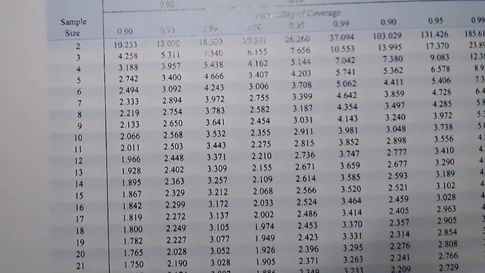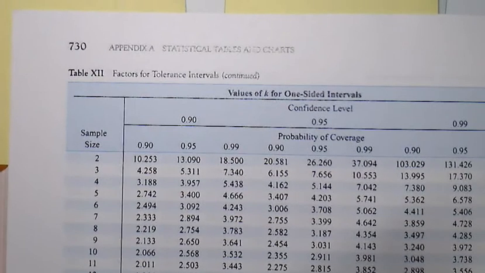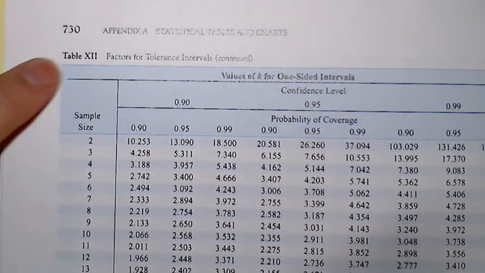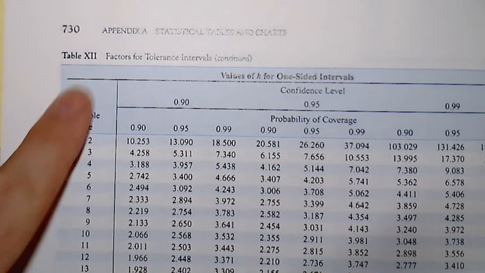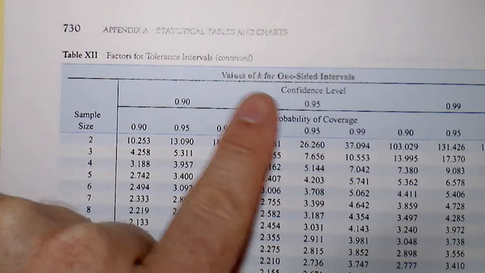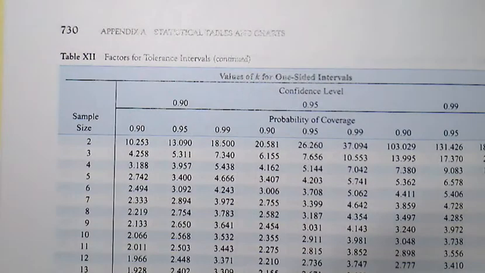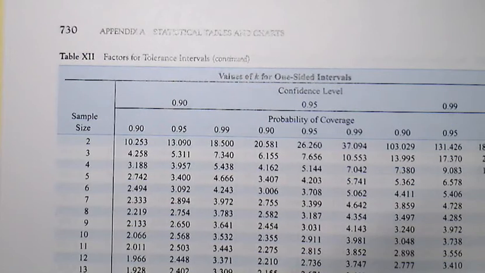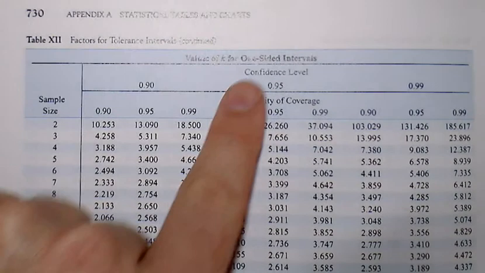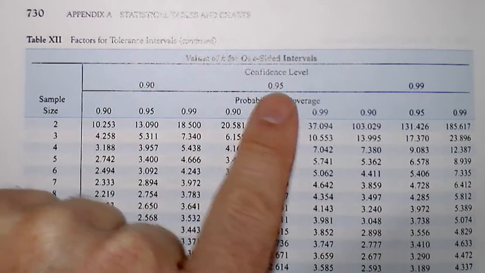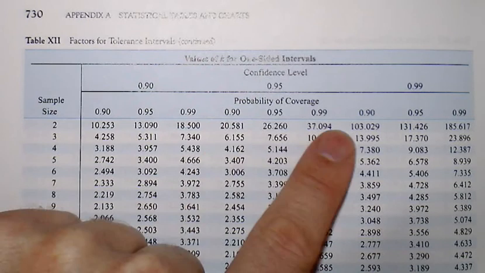Back here on page 730 of your text, in table Roman numeral 12, you have these factors for tolerance intervals. On the previous side, you'll have values of k for two-sided intervals. Here on this page, we have it for one-sided intervals. Note that in this table the confidence level is up here, 0.9, 0.95, and 0.99, and underneath that, the probability of coverage is down below.